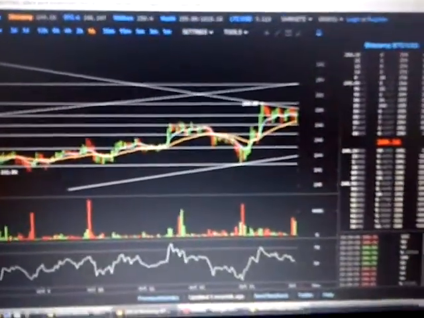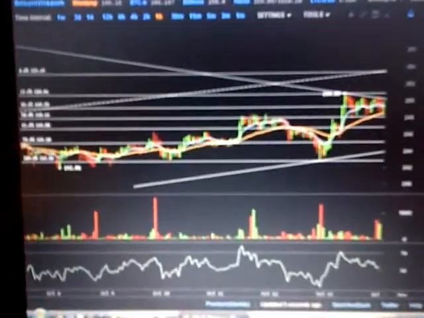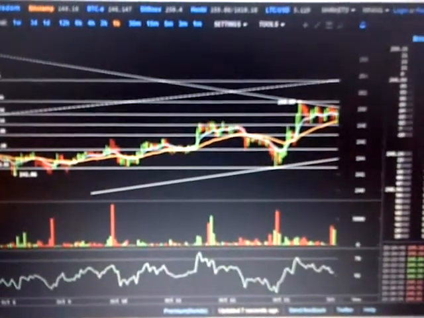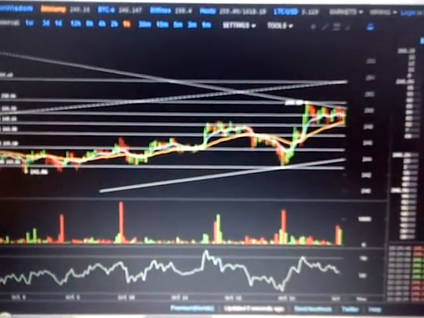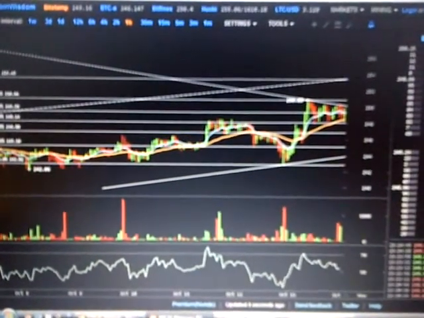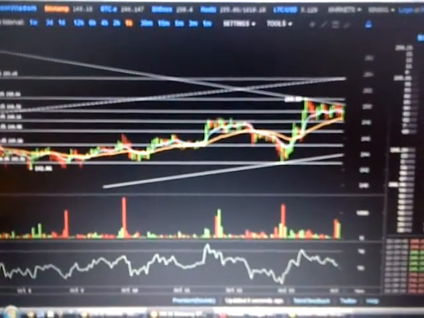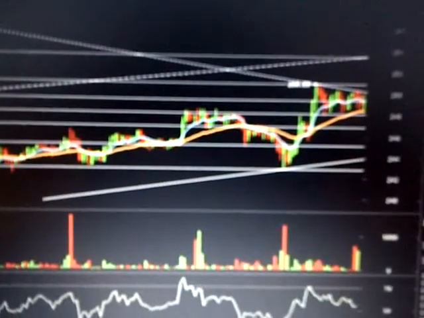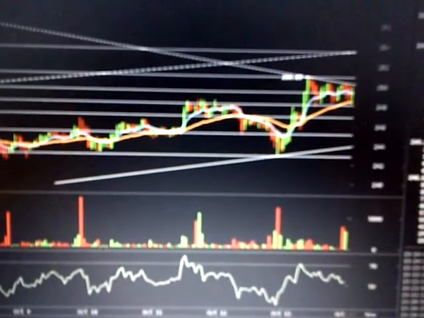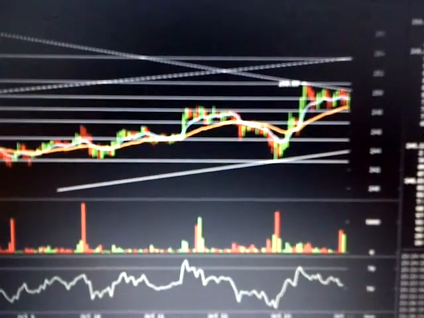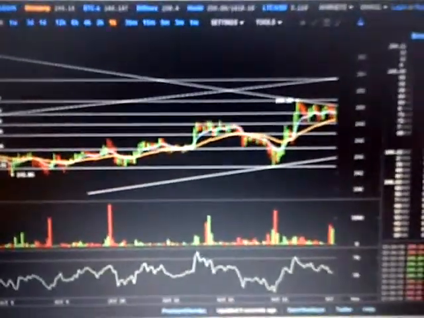Hello everyone, welcome back. In this episode of Bitcoin Trade, I'm going to do a little bit of an experiment here on a chart analysis. What you're seeing here is a lot of lines, and, well, let me try to explain it a little better.